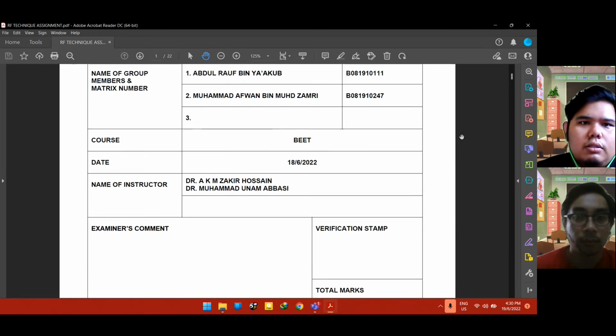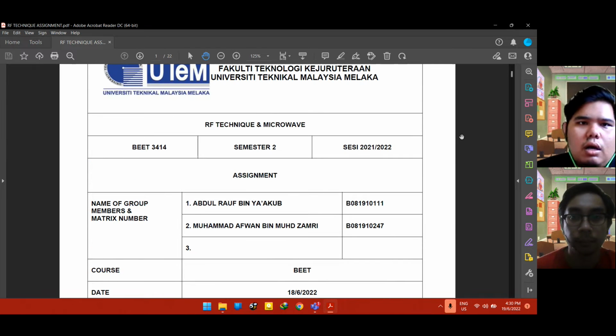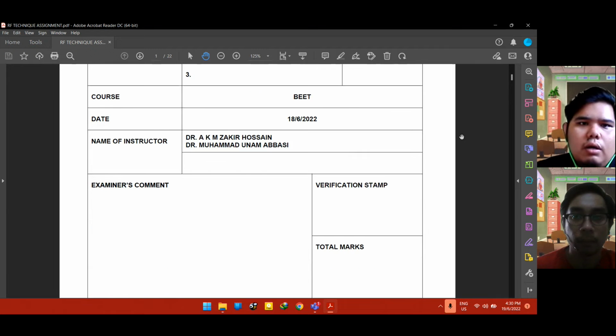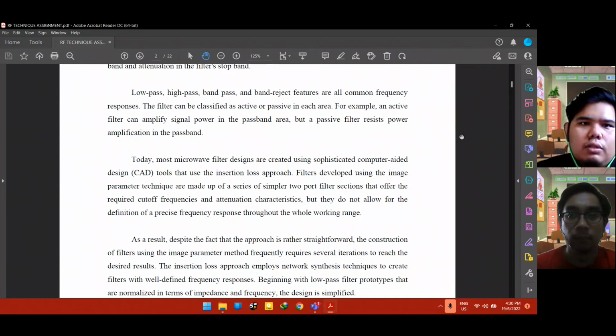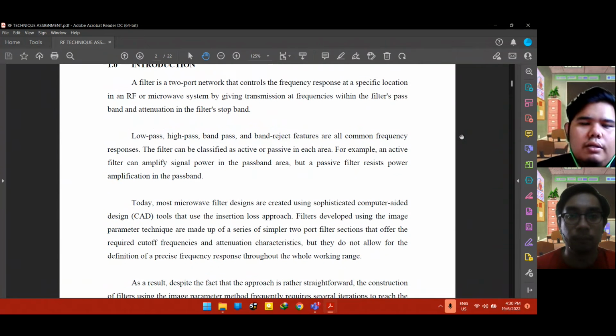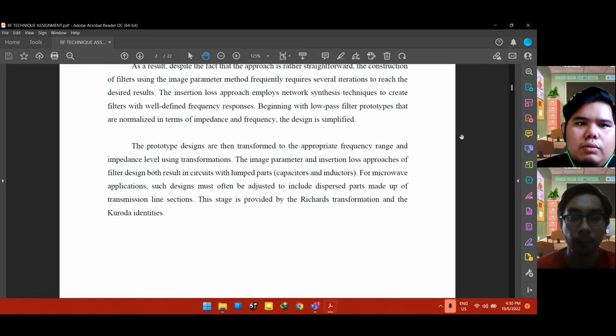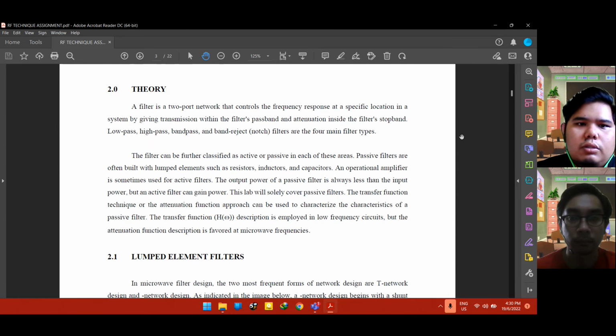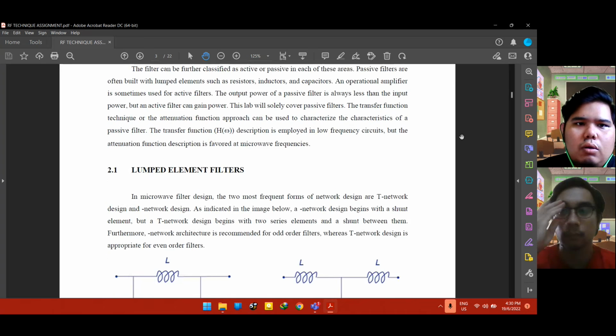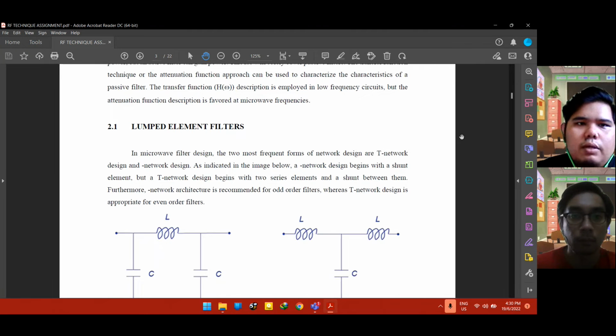So for this assignment, RF thermal microwave, we have a task to design a lumped element filter, which is a low pass filter and band pass filter, and then we need to design the distributed filter. So Abdul will explain about the lumped element filter.